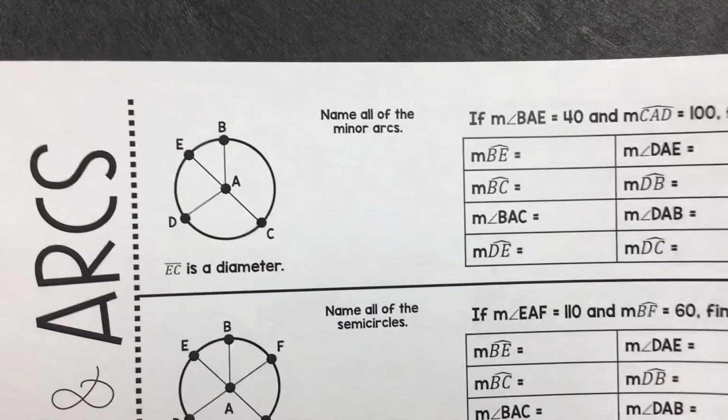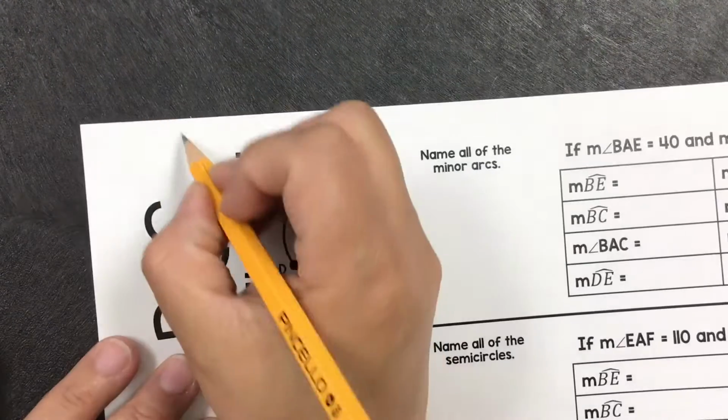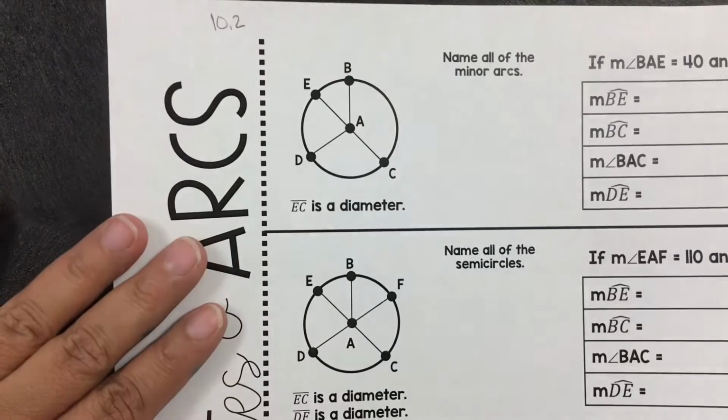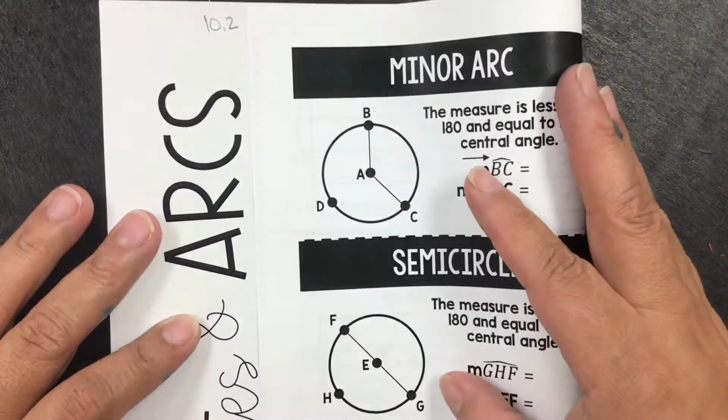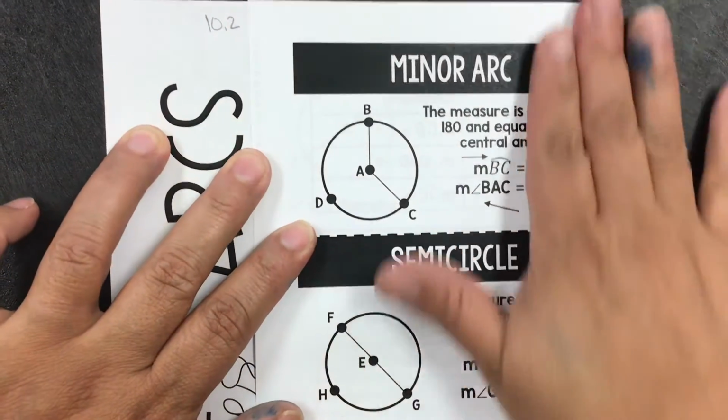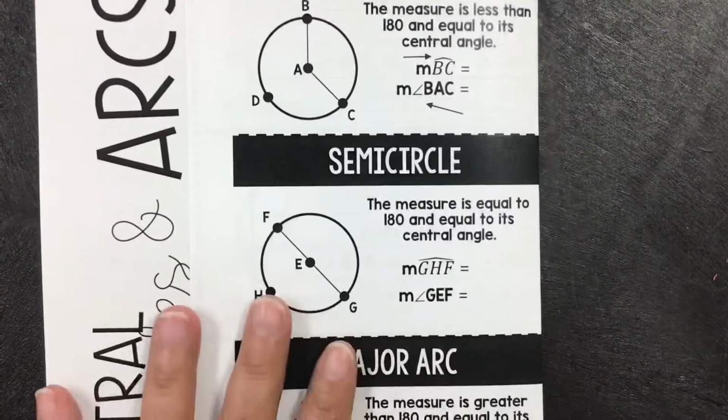Okay, this is the video for section 10.2. We're going to start off with having it face this way. We're going to fold towards those dotted lines. And we're looking at three major things.